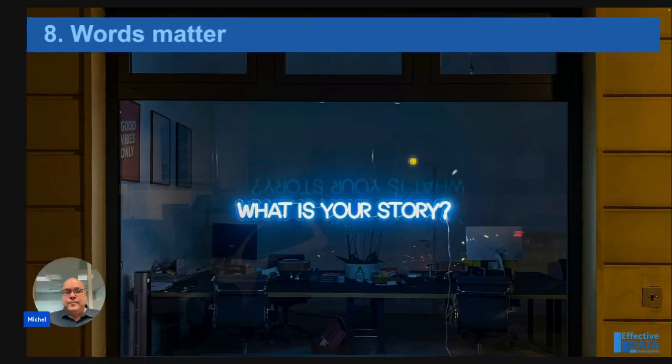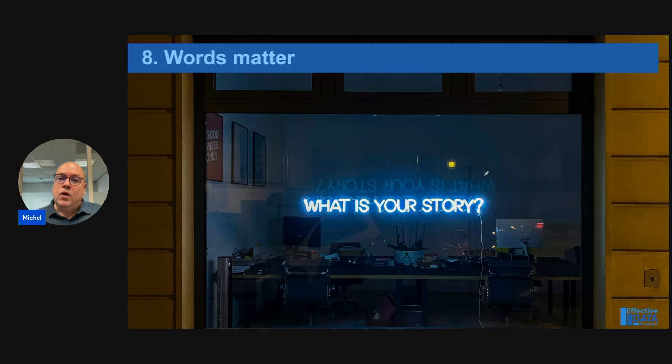Number 8, words matter. If you are into data visualization, it's never, ever going to be only the visual because none of us have been born with the native power to read charts. Charts are things that we invented and we need to explain to people how to read them. If you use the usual suspects like lines or bars, most people have learned at school or at work how they work, although there's also a lot of misconception about that.